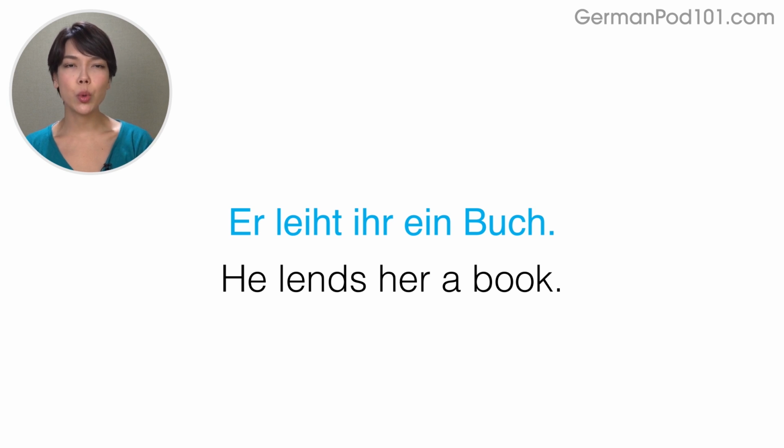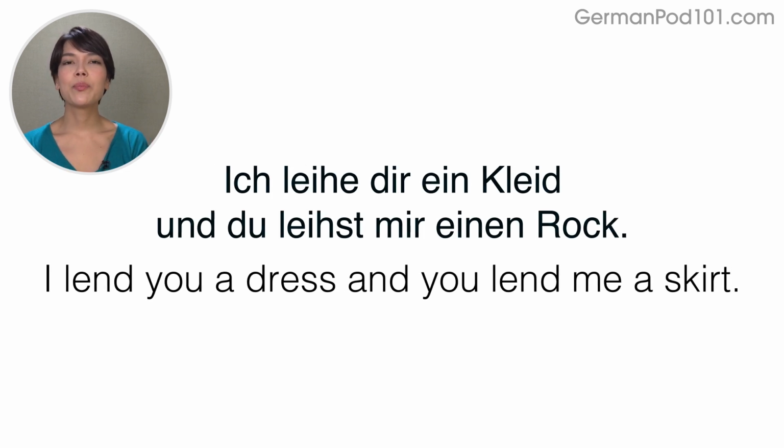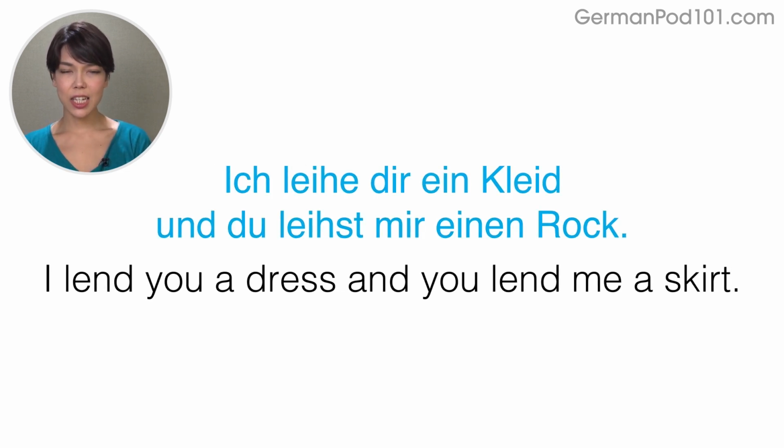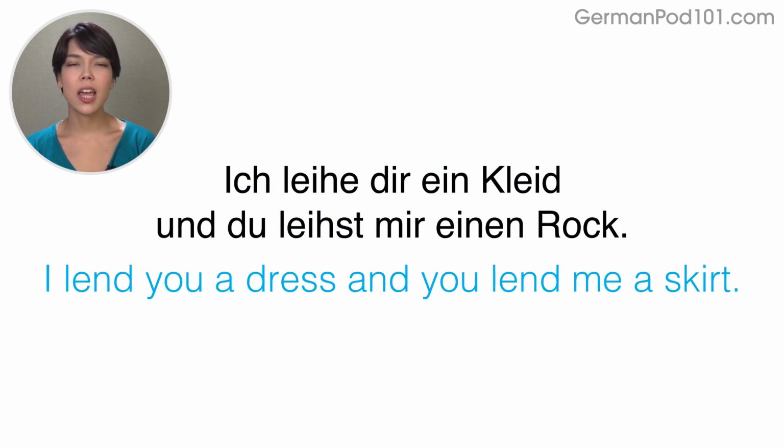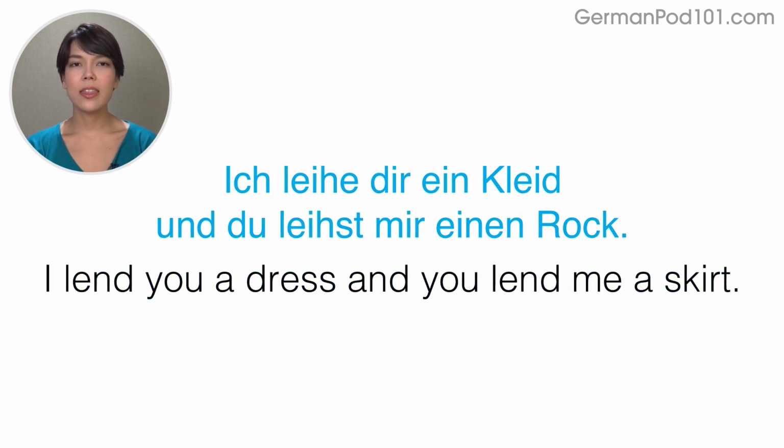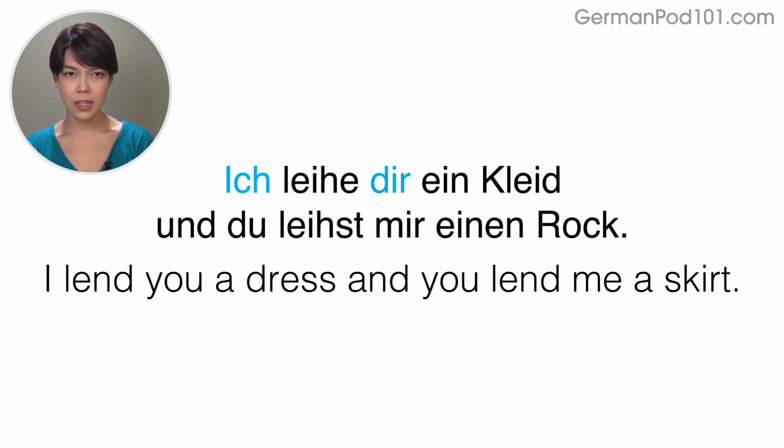Now, let's do one with lend. Er leiht ihr ein Buch. He lends her a book. Here the pronouns are different, so we know this sentence is using lend. Now let's do a tricky one. Ich leihe dir ein Kleid und du leihst mir einen Rock. I lend you a dress and you lend me a skirt. In this sentence, ich and dir and du and mir are different, non-corresponding pronouns referring to I and you.